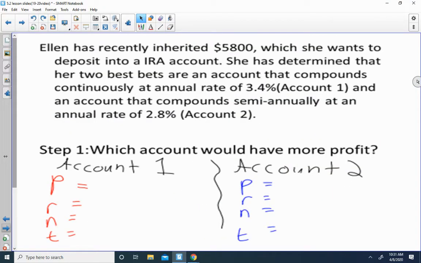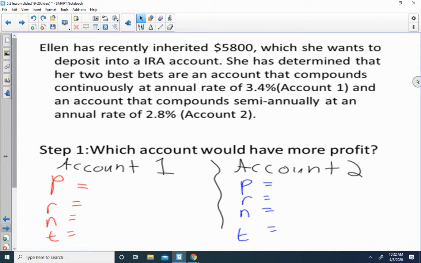So now Ellen, she's going to go through a similar situation. She has recently inherited $5,800, which she wants to deposit into an IRA account. She has determined that her two best bets are an account that compounds continuously at an annual rate of 3.4%, call that account 1, and an account that compounds semi-annually at an annual rate of 2.8%, call this account 2. So again, we have two accounts. We need to determine which one will make more profit.